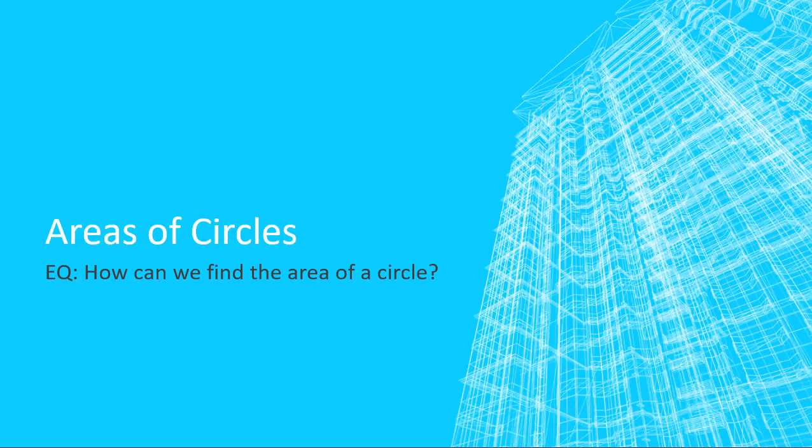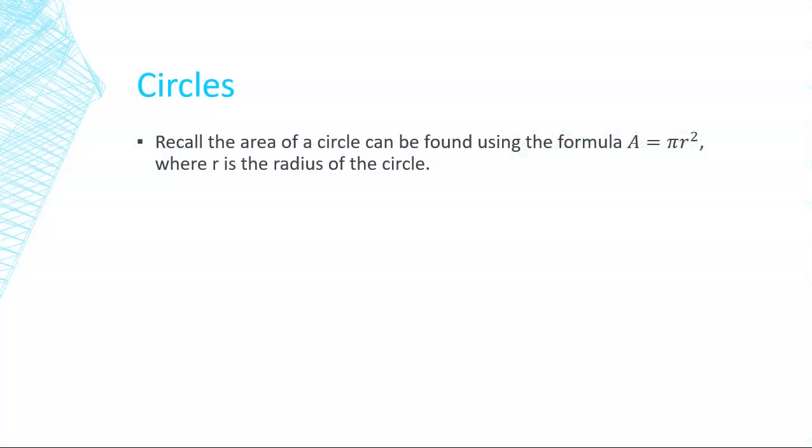So in today's video, we're talking about areas of circles, and our essential question is how do we find the area of a circle? We want to recall that the area of a circle can be found using the formula A equals pi r squared, where r is the radius of the circle. One thing I want to point out since we're here, and you guys probably don't have calculators, is pi equals 3.14. And that's going to be like that on your homework too.